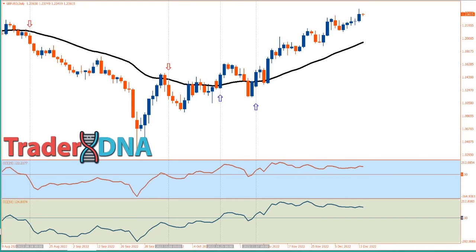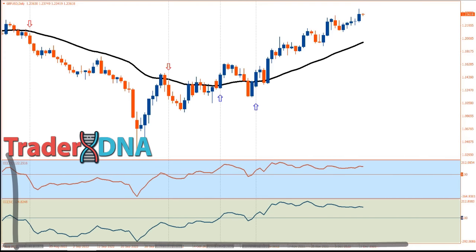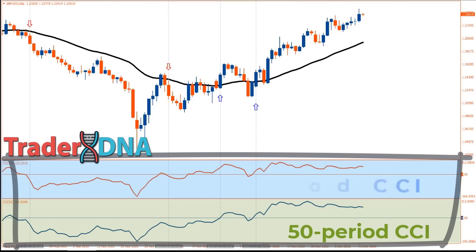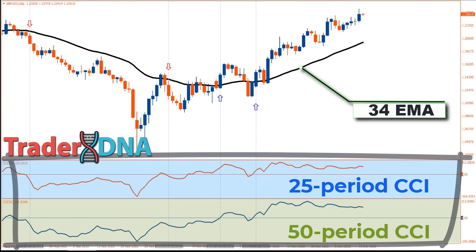Step number 1. Add the CCI and an exponential moving average. Add a 50-bar CCI, a 25-bar CCI, and a 34-bar exponential moving average. Step number 2. Watch the market. Watch the market and wait until the market is active and moving decisively.